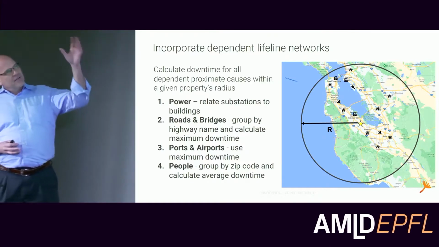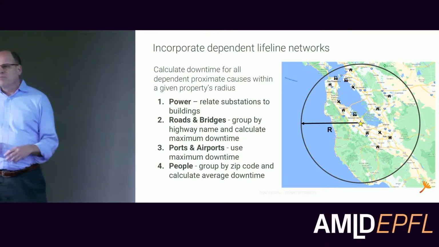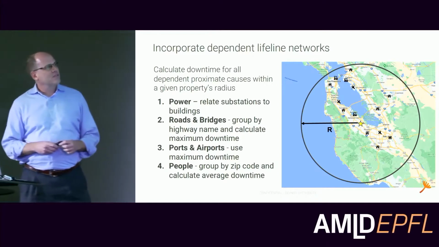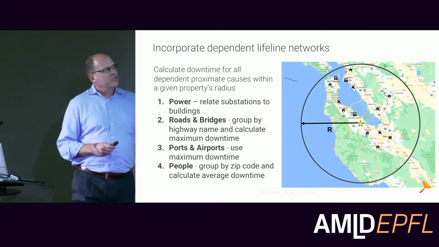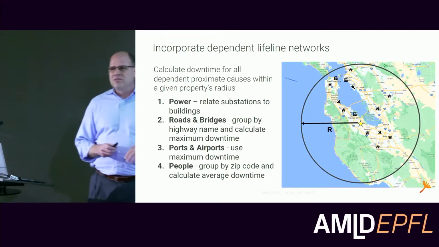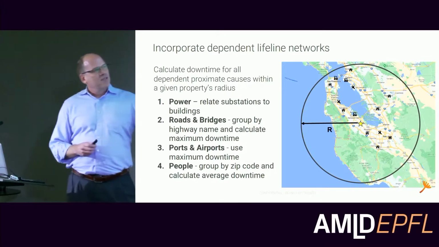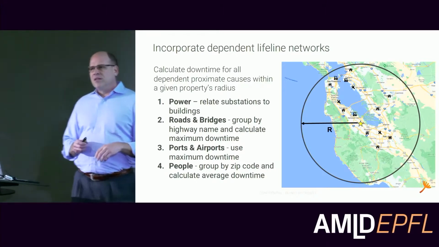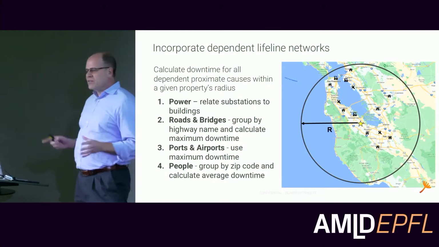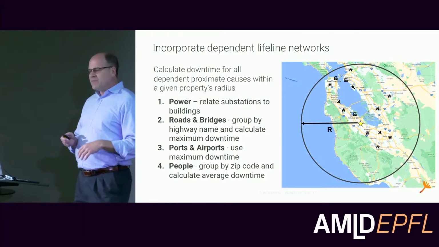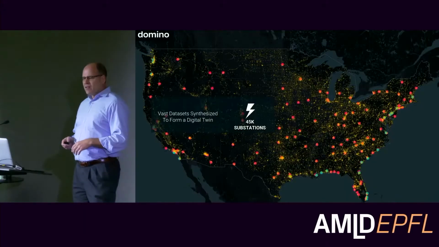There's other lifelines, which I'm not going to go into, but we're also modeling these dependency risks, such as the transportation architecture, which includes roads, bridges, ports, and airports, as well as the community. So we want to look at a certain radius around a building to understand the impact on the community.